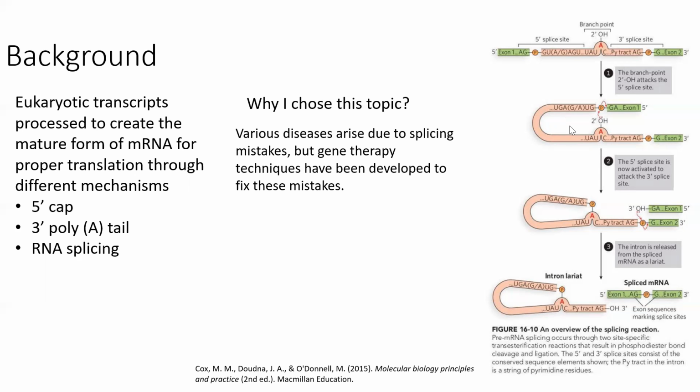Why did I choose this specific topic? Well, there's various diseases that arise due to splicing mistakes. And I was curious if there might be some sort of mechanisms that fix these mistakes. And it just so happens that there are some gene therapy techniques that have been developed to fix these mistakes.